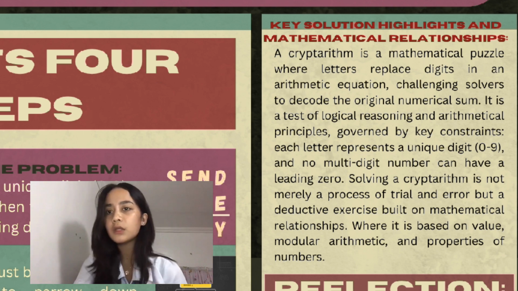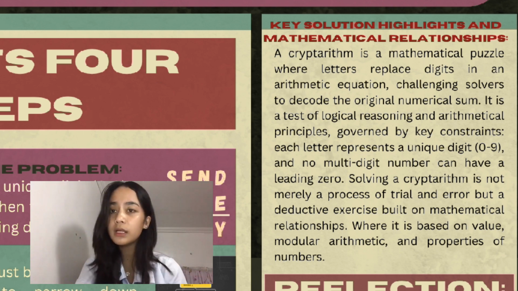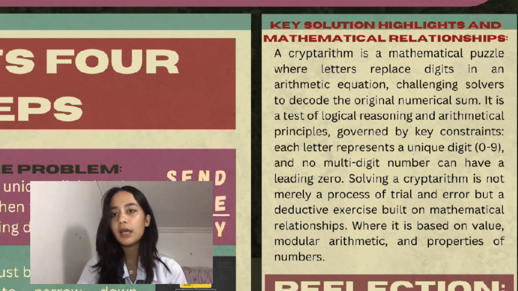Let's talk about key solution highlights. There are five. First, unique mapping. Each letter corresponds to one unique digit. The same letter must always represent the same digit. No leading zeros means the first letter of any multi-digit number cannot be 0.